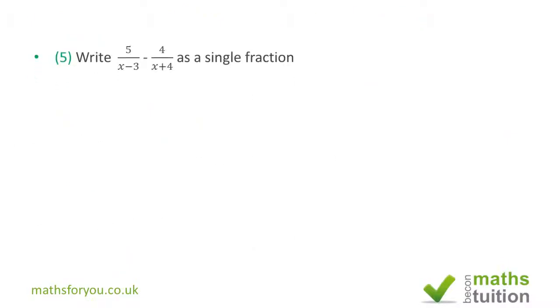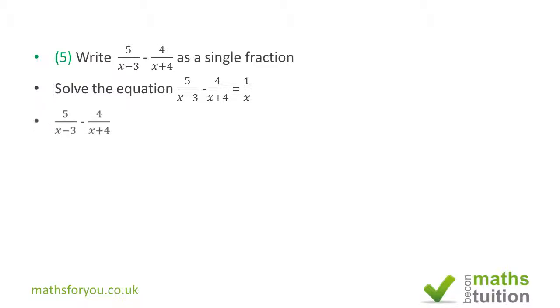Okay, now for number 5, it says write 5 over x minus 3 minus 4 over x plus 4 as a single fraction. It then goes on to say solve the equation 5 divided by x minus 3 minus 4 over x plus 4 is equal to 1 over x. First, we need to convert that to a single fraction.